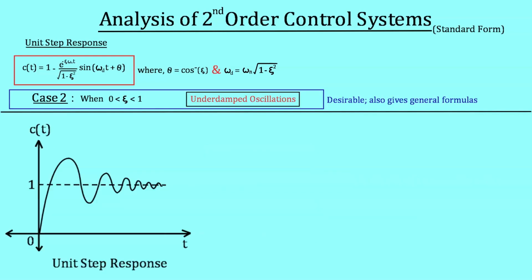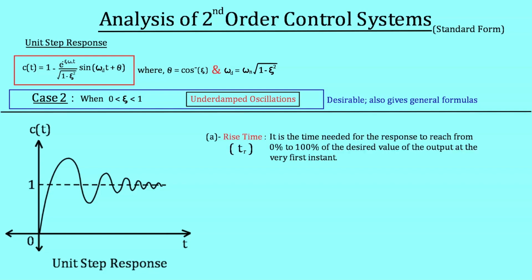We have seen how the unit step response of underdamped systems looks like. This output profile will actually help you in giving more insight of different performance parameters which we are just about to study. The first performance parameter is the rise time, which is the time needed for the response to reach from 0% to 100% of the desired value of the output at the very first instant. Desired value simply refers to the final steady state value. You can also see there are multiple points of time where the output response reaches its final steady state value, which is 1, but the time when it reaches its final steady state value for the first time is the only time which is considered as a rise time.